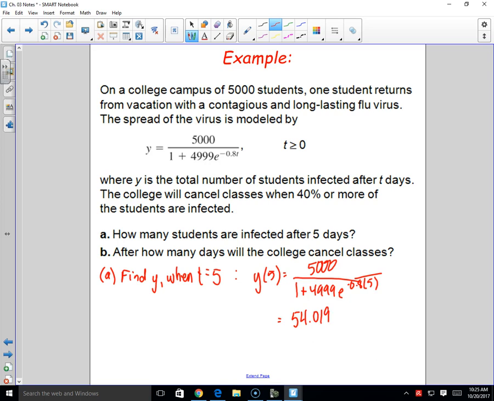Well, we're not going to cut off someone's leg and say that's infected, but that person's not, so we're going to round up. If 0.019 of a kid is infected, we'll just say 55. Why can't we? It's a little disturbing.